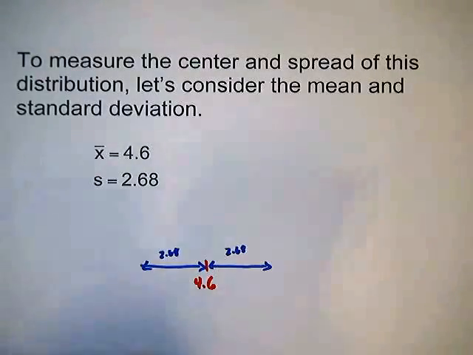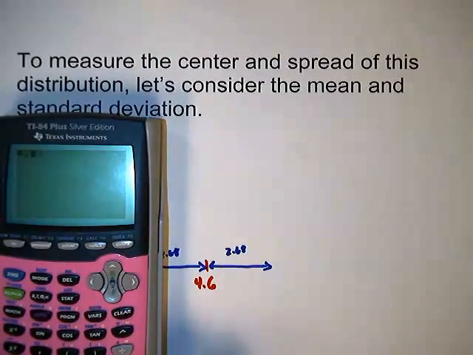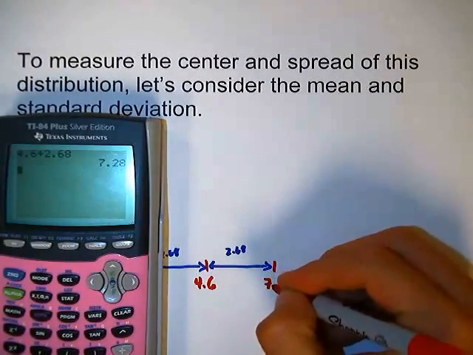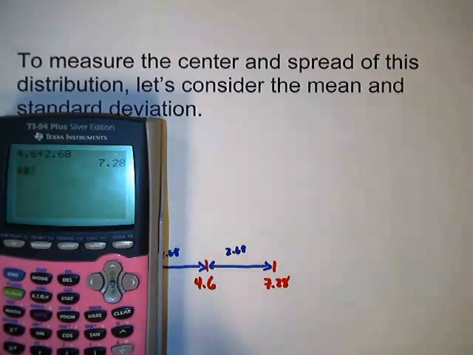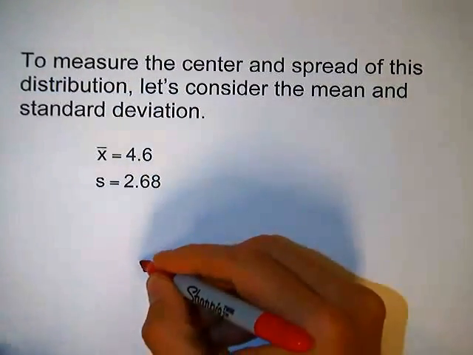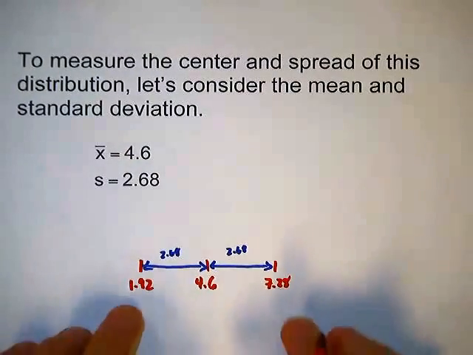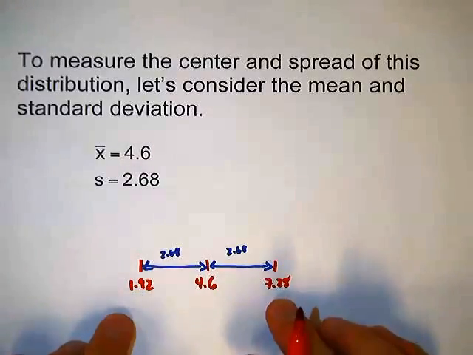If we think about how far above the mean that would be, if we take 4.6 and add a standard deviation, we end up with 7.28. So one standard deviation above the mean is about 7.28. Now, one standard deviation below the mean, if we subtract a standard deviation, we end up with 1.92. So if we mark this value, that would be 1.92. Basically, any ranking between 1.92 and 7.28 is going to be considered a typical rank.